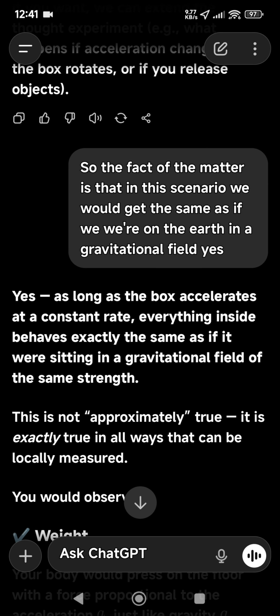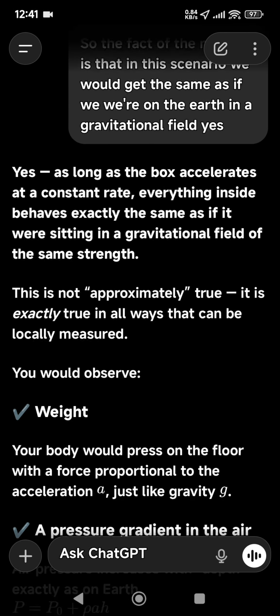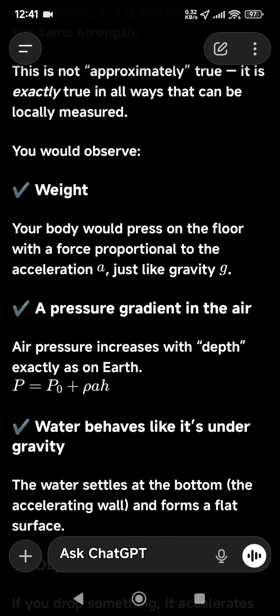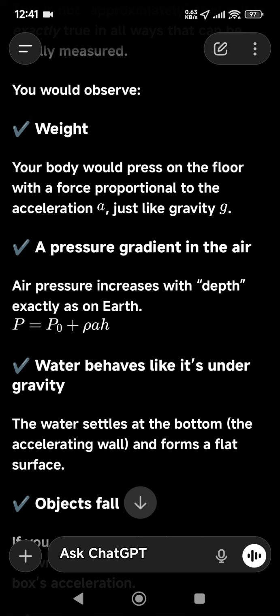So the fact of the matter is that in this scenario, we would get the same as if we were on the Earth in a gravitational field, yes? Yes. As long as the box accelerates at a constant rate, everything inside behaves exactly the same as if it were sitting in a gravitational field of the same strength. This is not approximately true. It is exactly true in all ways that can be locally measured. You would observe weight. Your body would press on the floor with a force proportional to the acceleration A, just like gravity G. A pressure gradient in the air.